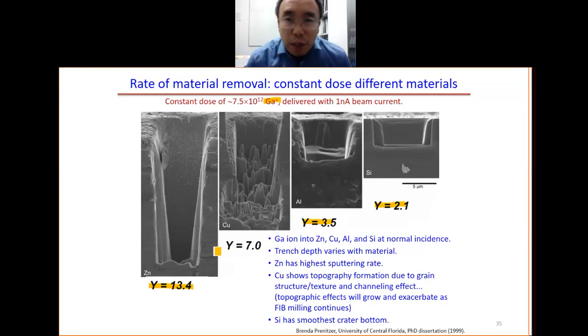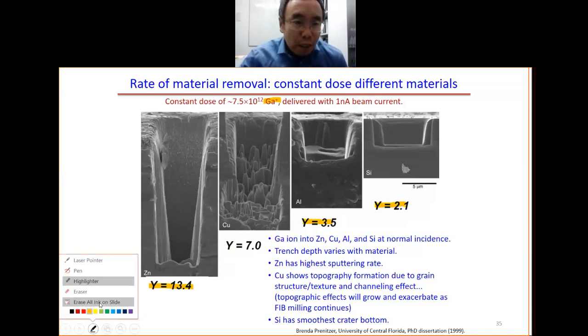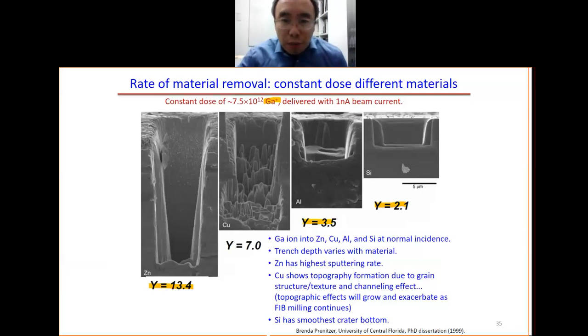Here you can see that for the silicon it's smooth, but for the copper the surface is really rough. How come the surface is so rough? This is because of the channeling effect. Along this grain here, for example, the ion goes very deep inside because the ion is aligned along a certain crystal orientation. When the ion beam is aligned along a certain crystalline orientation, we have this channeling effect. It goes very deep with a low sputtering rate.